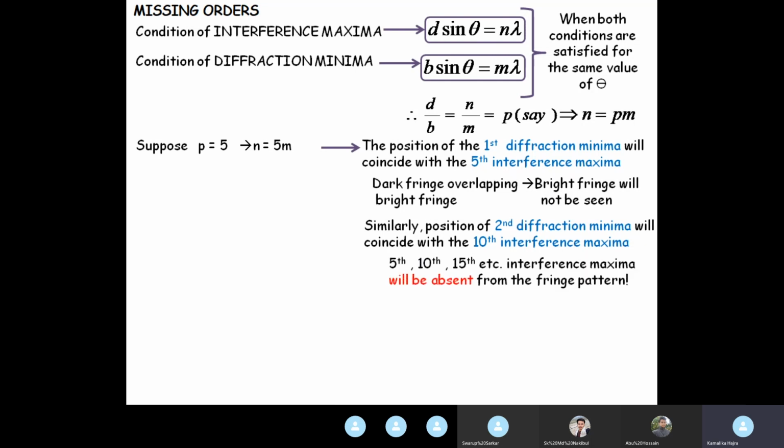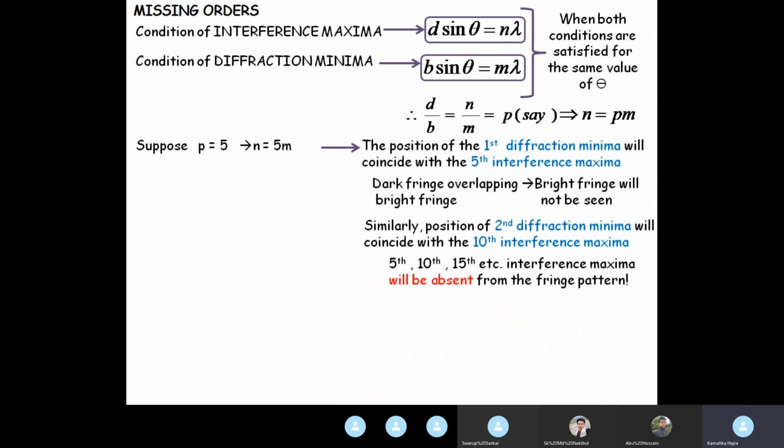All right. So in this manner, the 5th, the 10th, the 15th, the 20th, etc. interference maxima will be absent from the fringe pattern. You won't be able to see these in the fringe pattern because at these positions, the diffraction minima have also been formed and they have overshadowed the interference maxima placed at these positions. The dark fringes, due to the diffraction minima, have overlapped the bright fringes. Are all the bright fringes overlapped? Of course not.